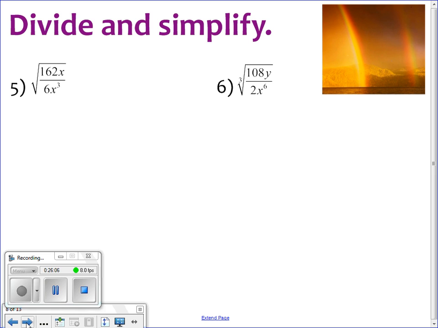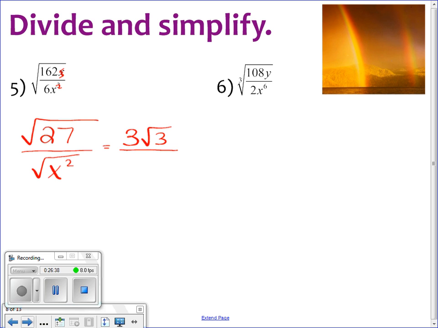All right, number 5. 162 divided by 6? 27. How about the x's? It's on the bottom. Good. This x is going to make this one x squared, and it's on the bottom. All right, square root of 27? Okay. We just did that 3 radical 3 on the last one, didn't we? So this is 3 radical 3. Square root of x squared? Just x. Number 6?